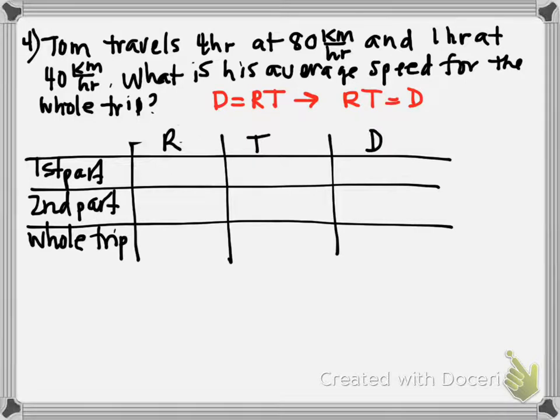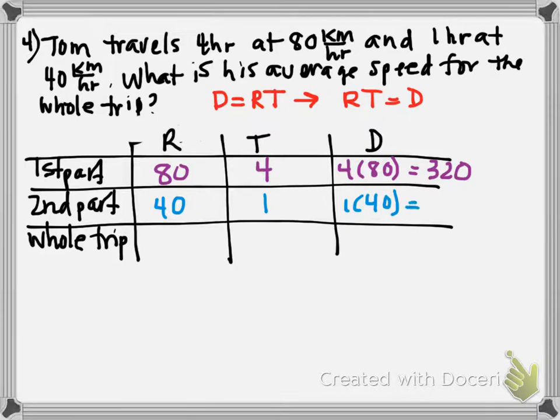So again, just like in the other problems, we know all the information to fill in for the first part of the trip. He traveled for 4 hours, going 80 kilometers per hour. The distance he traveled was 320 kilometers. He traveled for 1 hour, going 40 kilometers per hour, for a total distance of 40.